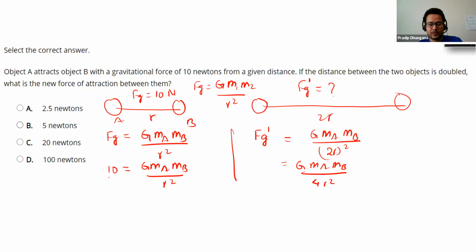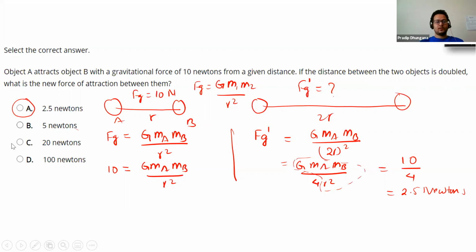Now let's look from here. So G ma mb over r square is 10. So you can see here that part is equal to 10. So it becomes 10 over 4. 10 over 4 is 2.5 newtons. So that means when the distance is doubled, the new force of attraction between them is 2.5 newtons. The correct choice is A, 2.5 newtons.